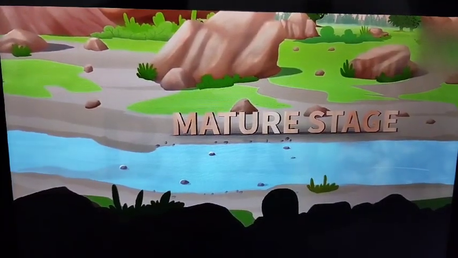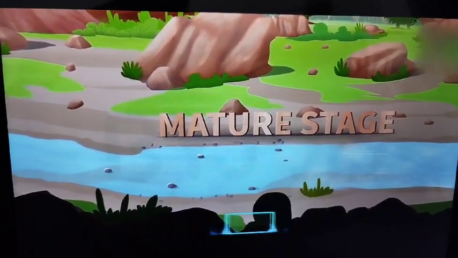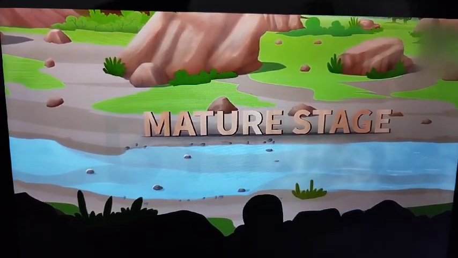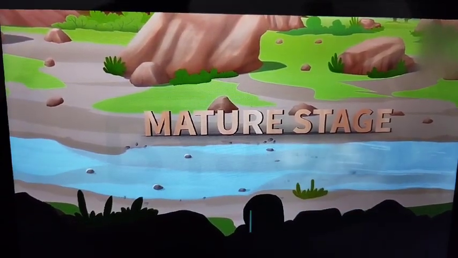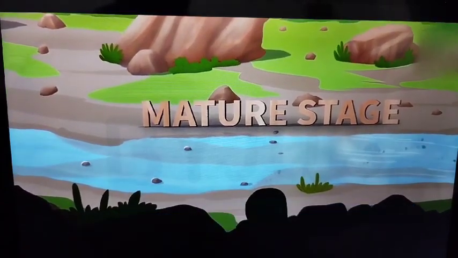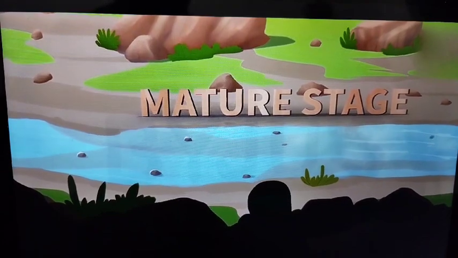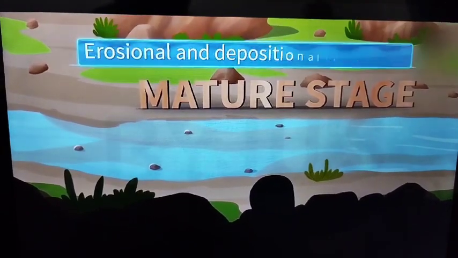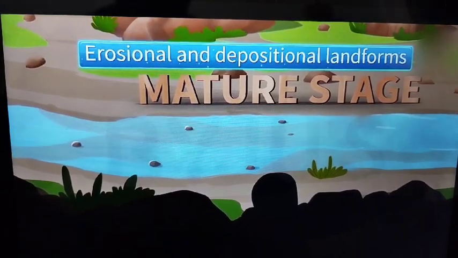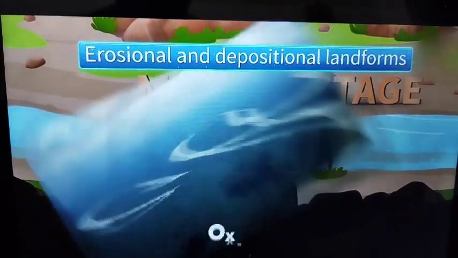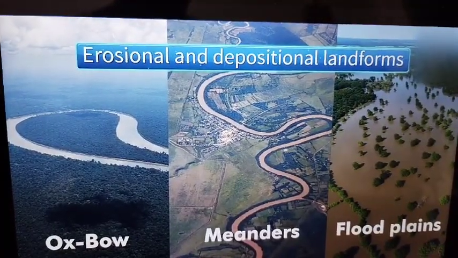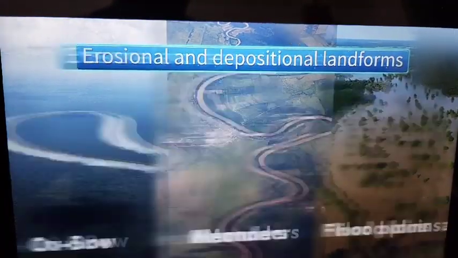In the mature stage or the middle course of the river, the flow is relatively slower than in the youthful stage. The erosion observed is on the sides of the river, unlike vertical erosion, which is dominant in the upper reaches. Some erosional as well as some depositional landforms can be observed in this stage. For example, oxbow lakes, meanders, and floodplains are common landforms in this stage.